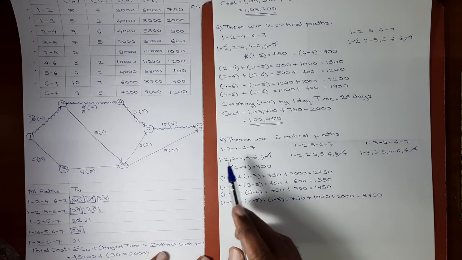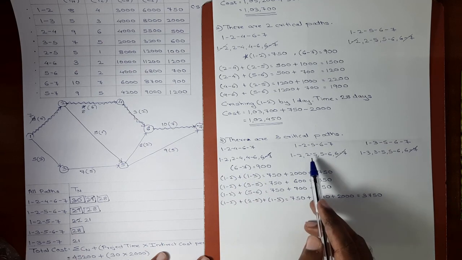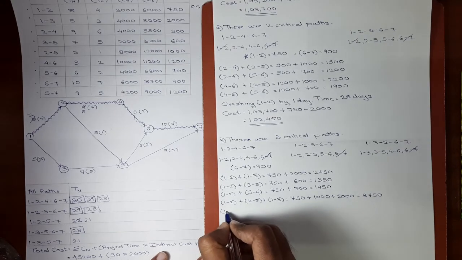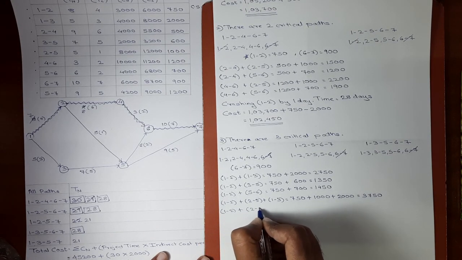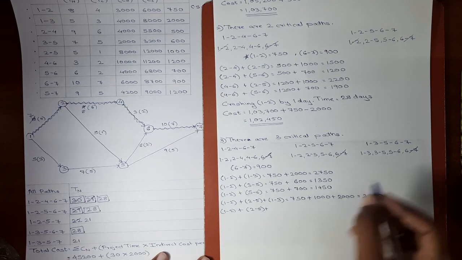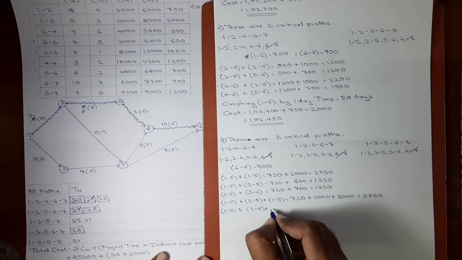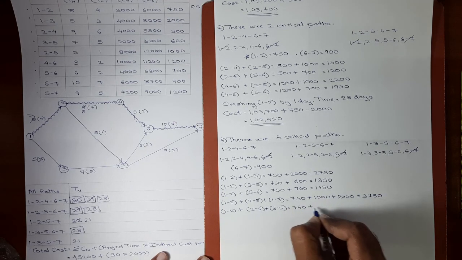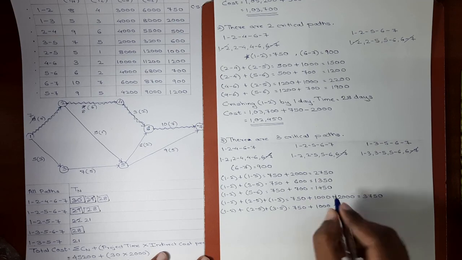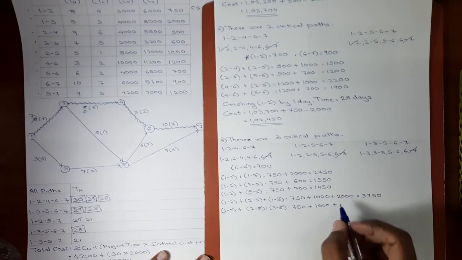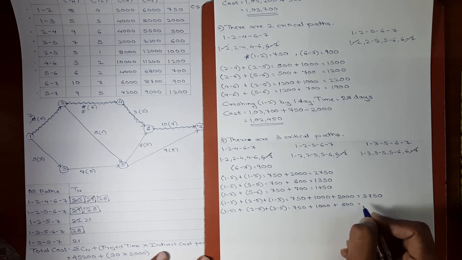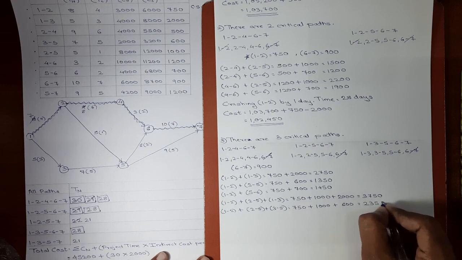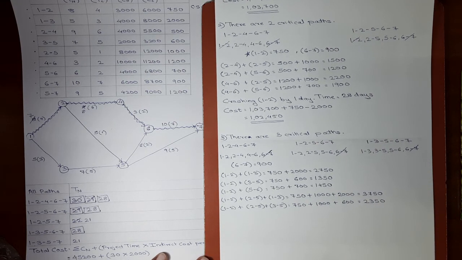Now the next combination will be first activity from first path, second activity from second path, second activity from third path. So these two will remain the same, that is 1-2 plus 2-5. Third activity will be 3-5, which is the second activity from third path. Again the cost slope will be 750 plus 1000. Cost slope of 3-5 is 600. So 750 plus 1000 plus 600, we get the cost slope as 2350.